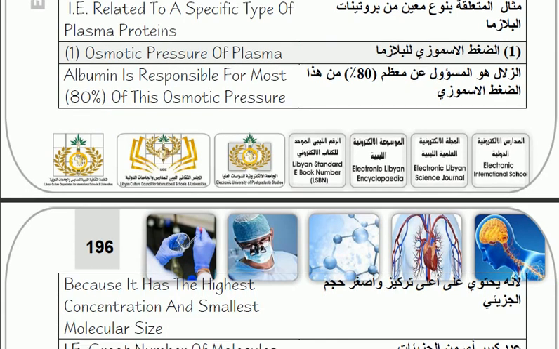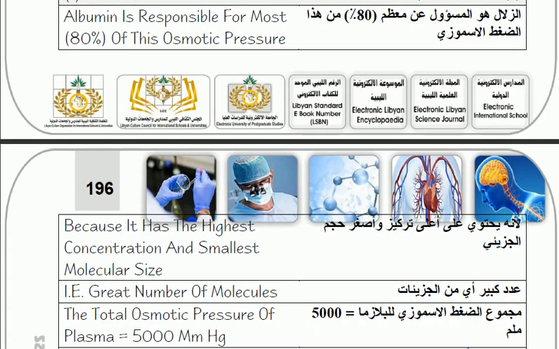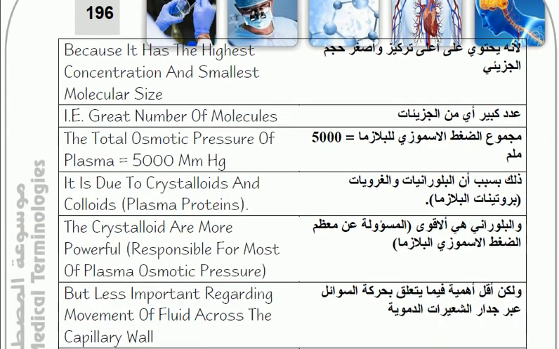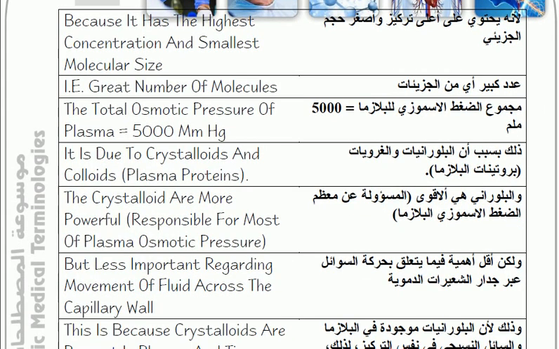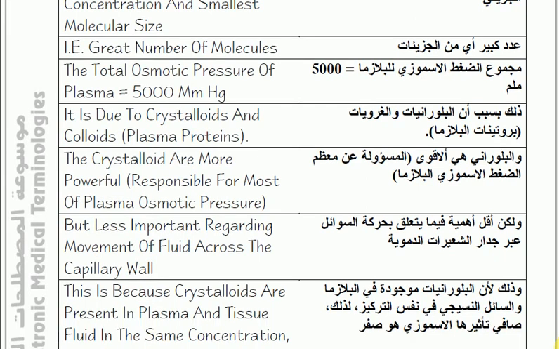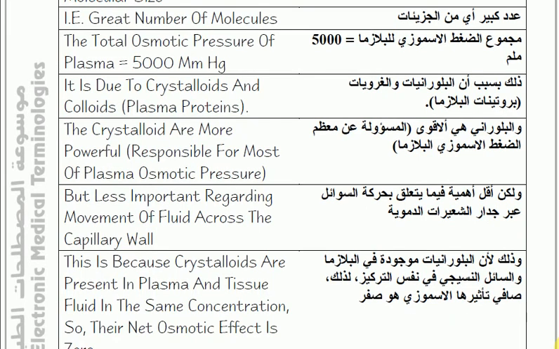1. Osmotic pressure of plasma. Albumin is responsible for most, 80%, of this osmotic pressure because it has the highest concentration and smallest molecular size, i.e. great number of molecules. The total osmotic pressure of plasma equals 5000 mmHg. It is due to crystalloids and colloids, plasma proteins.